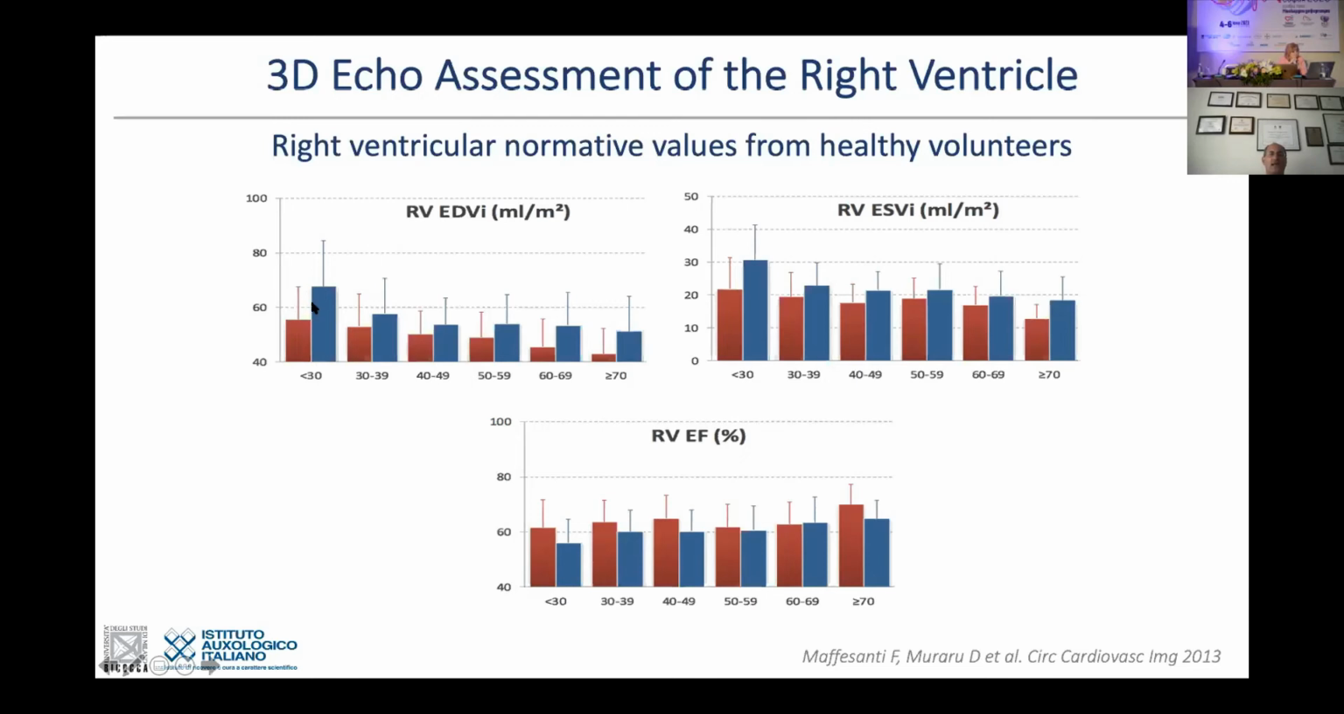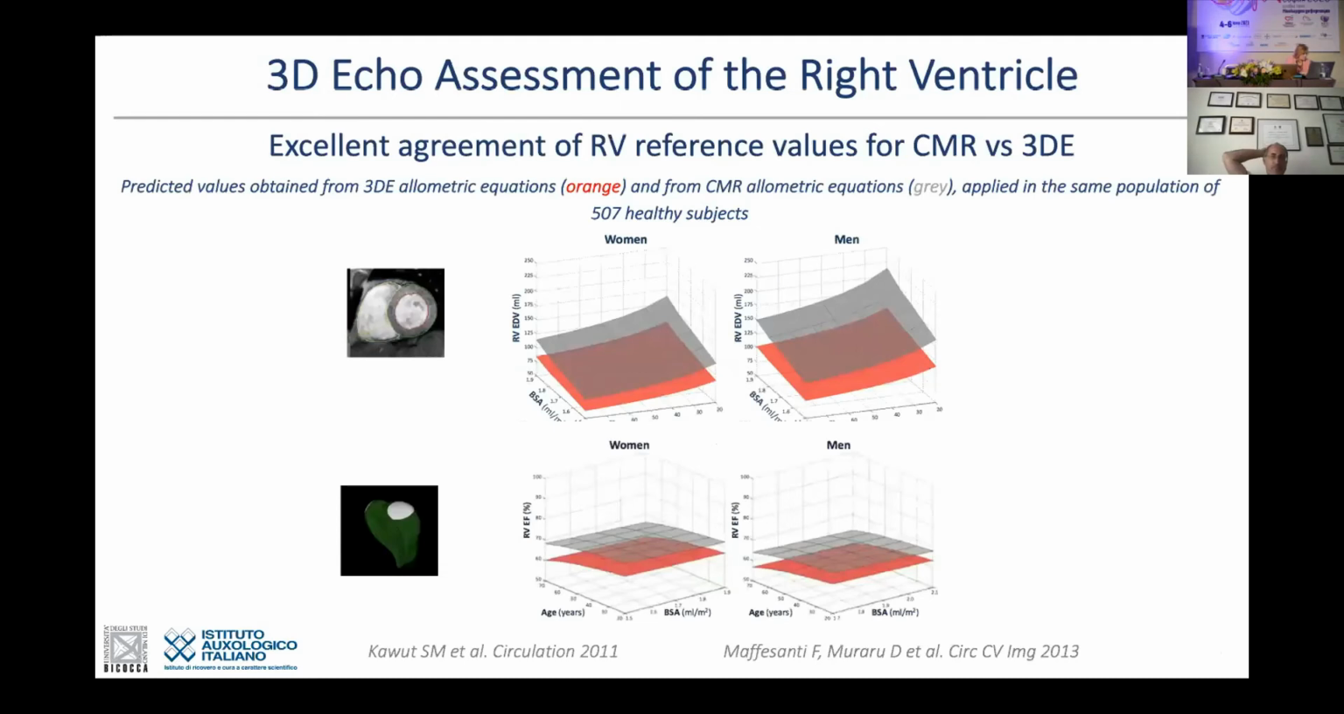And there is also an age effect, with decreasing volumes in both sexes with the aging process. This is compensated by a proportional increase in the ejection fraction in order to maintain the stroke volume. So the volumes of the right ventricle depend on sex, on body size, and on age.